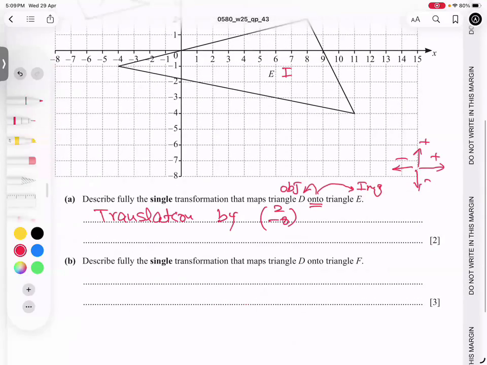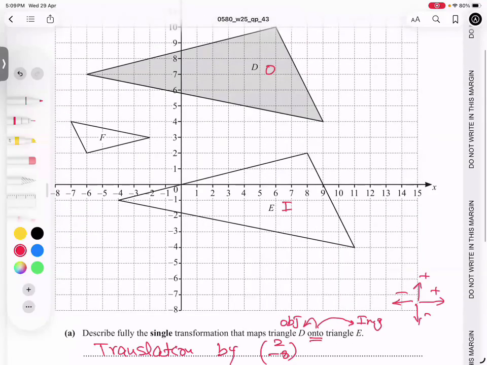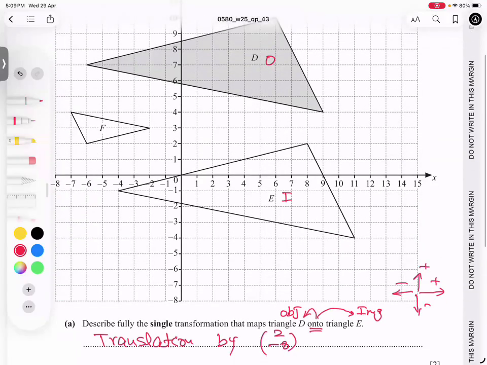Describe fully the transformation that maps D onto F. Before onto is the object, and after onto is the image. So D onto F. He talks about D onto F. Let me check. Yeah, D onto F. So this is I, the image.